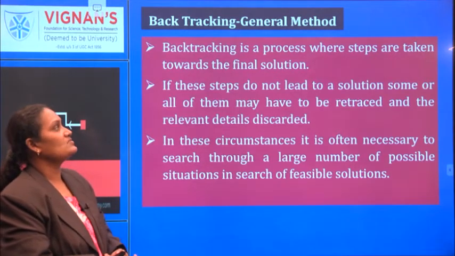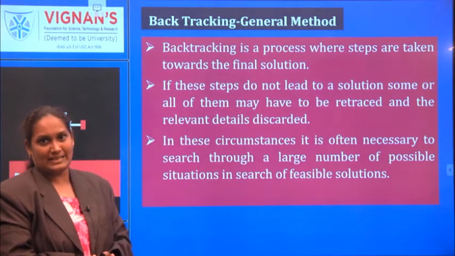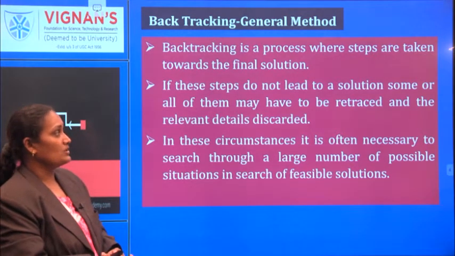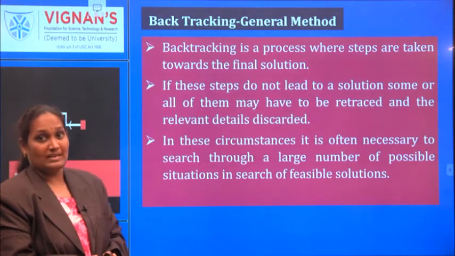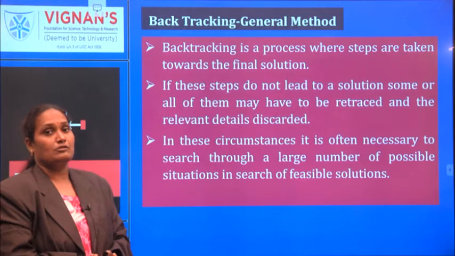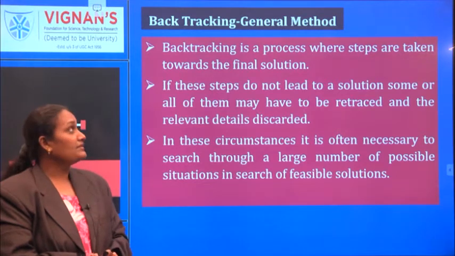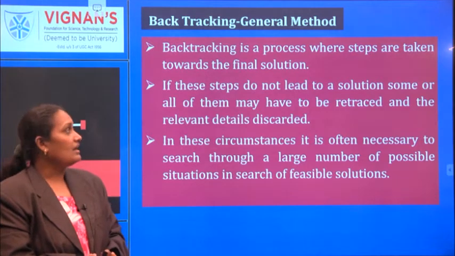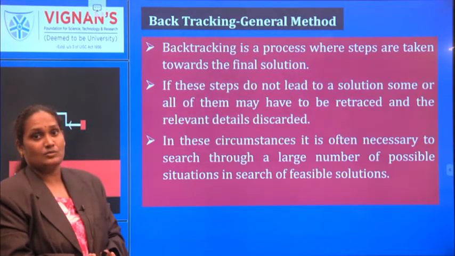Backtracking is a process where steps are taken towards the final solution, where we are going to take the steps to get the final solution for a given problem. If these steps do not lead to a solution, some or all of them may have to be retraced and the relevant details discarded. So here, what is the backtracking method? We are going to move step by step to get the final solution. If any step in this step-by-step process does not lead to a solution, some or all of those steps are to be retraced.